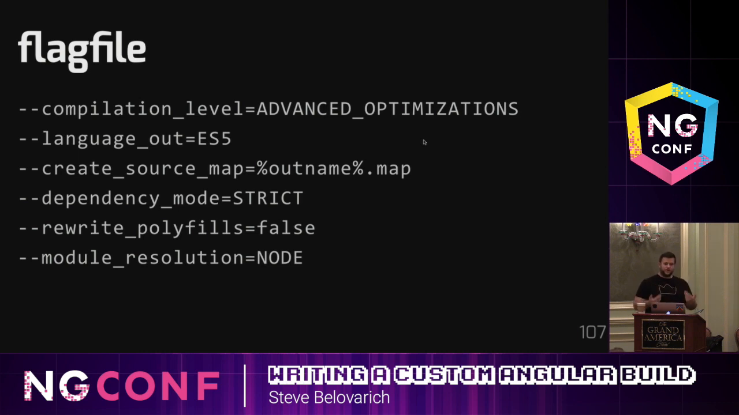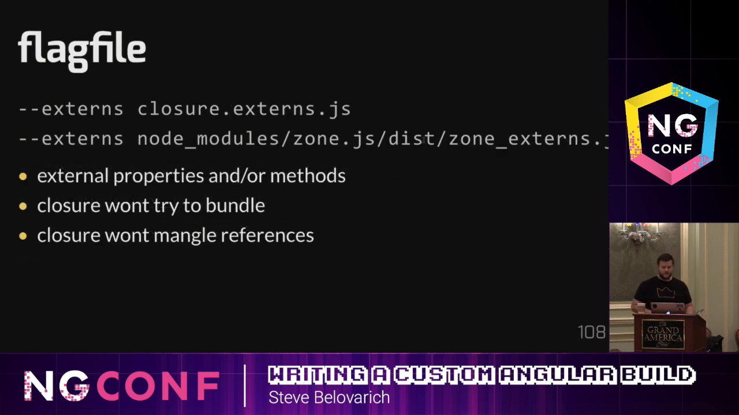I don't think it's worth going to Closure Compiler unless you want to take advantage of advanced optimizations, because it's the mode that will give you the most optimal bundle. We're going to tell Closure Compiler to transpile our ES 2015 code to ES5, create a source map, and give it a module resolution of node, so it knows that all of our dependencies are in the node modules folder.